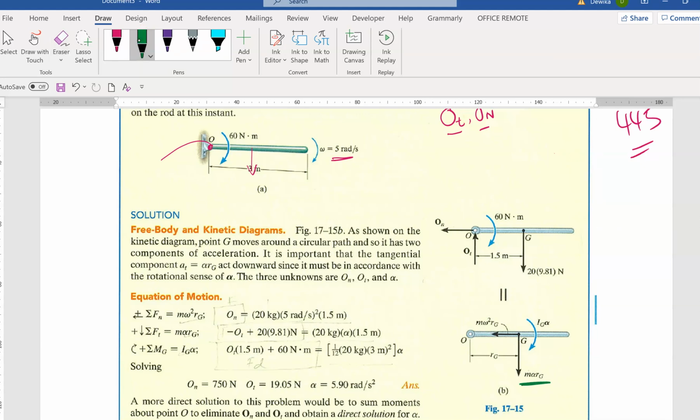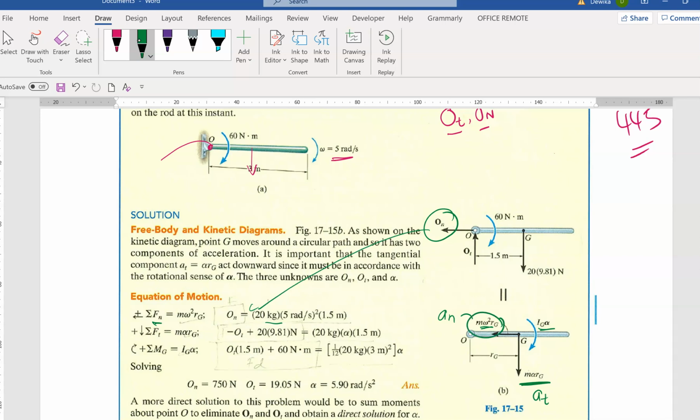Can you see the kinetic diagram? You have m alpha r_G and m omega squared r_G. So this is your a_n, and this is your a_t. Then you have your moment of inertia as well here. Now let's look at the formula. Fn: what are the forces in the normal direction? For normal, only one here. So for this one, in the n direction, it's only this.